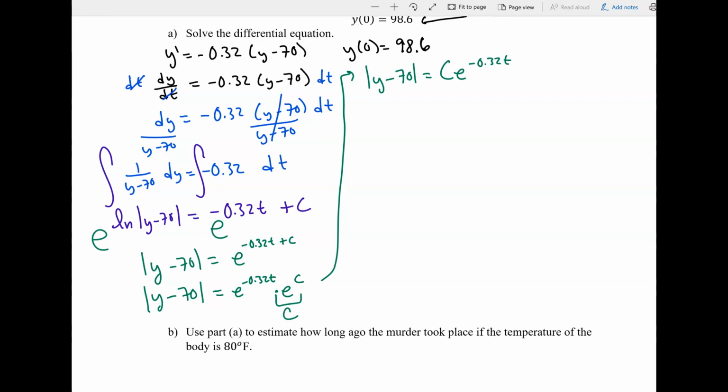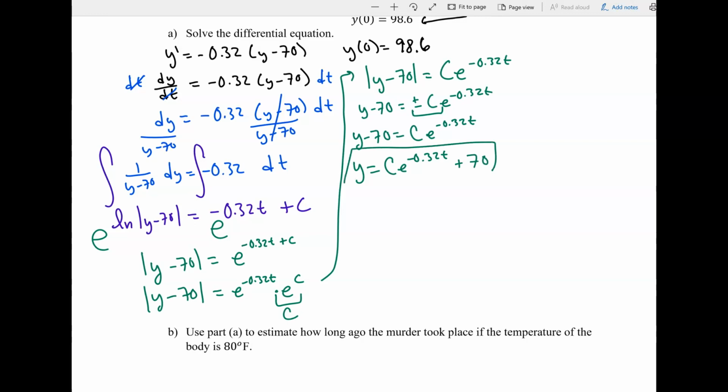This absolute value just gives me plus or minus. So y minus 70 is equal to plus or minus c e to the negative 0.32 t. Notice that this is just going to give me another constant. So we have y minus 70 is equal to constant c e to the negative 0.32 t. And then we finally just add the 70 over. So y is equal to c e to the negative 0.32 t plus 70.